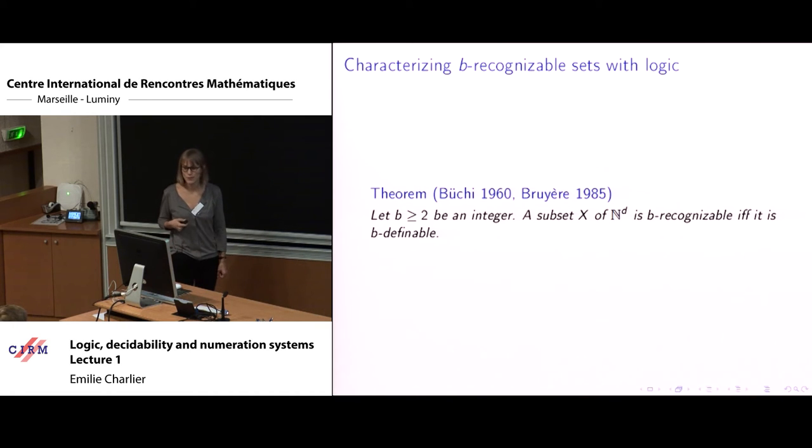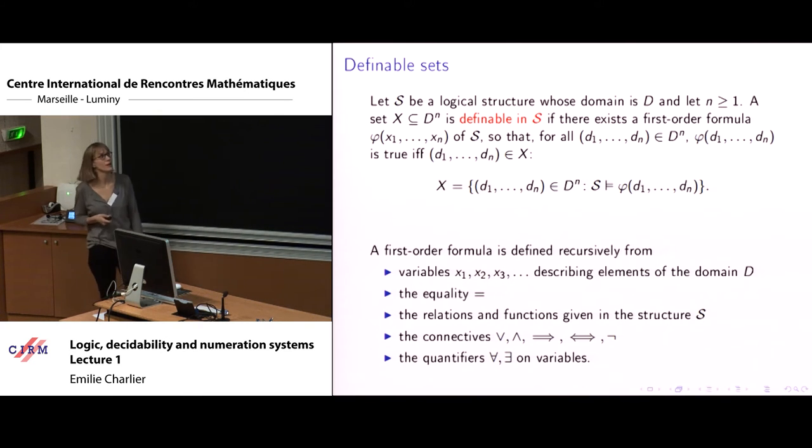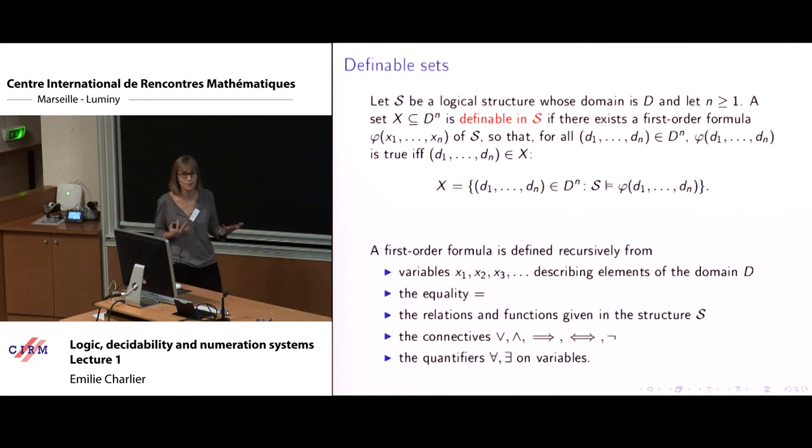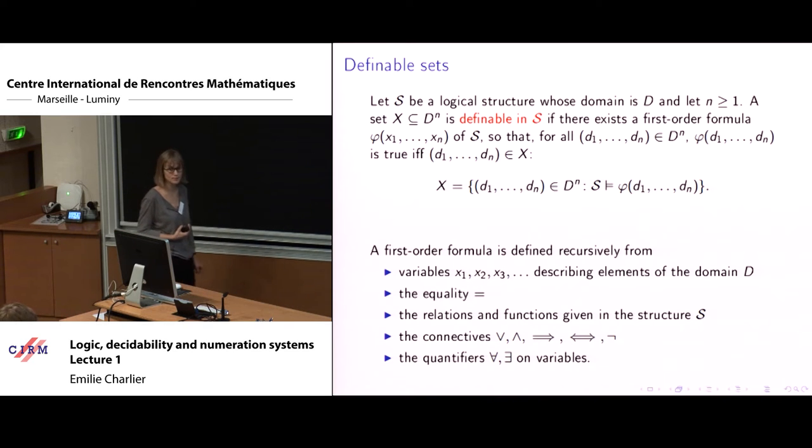So I will explain what was the mistake of Büchi, which was corrected by Bruyère. Of course, in order to make you understand this theorem, I have to make precise what B-definable sets of integers are. So I don't know how many of you are used to first-order logic.